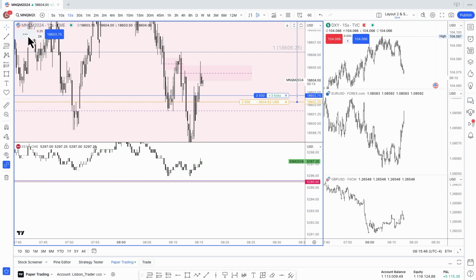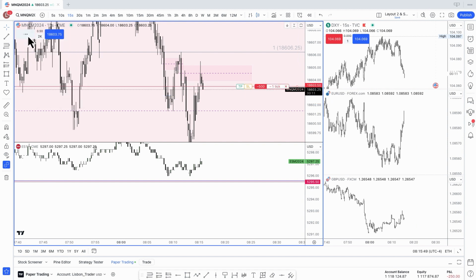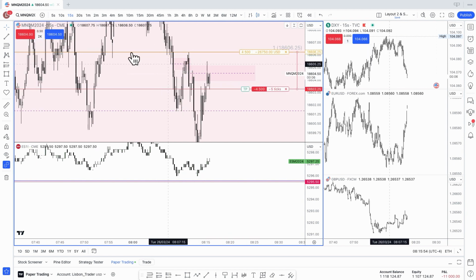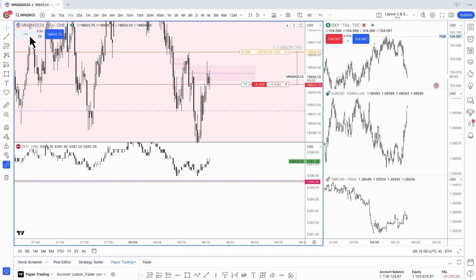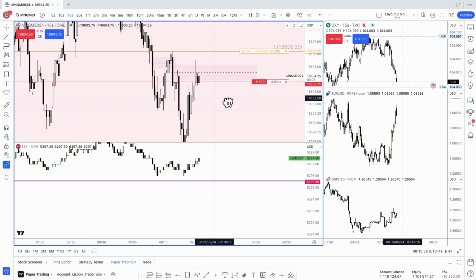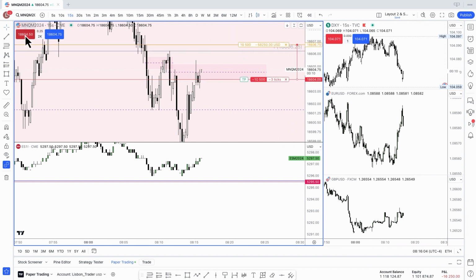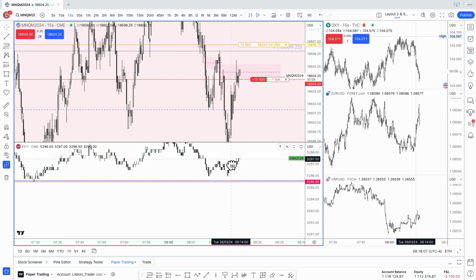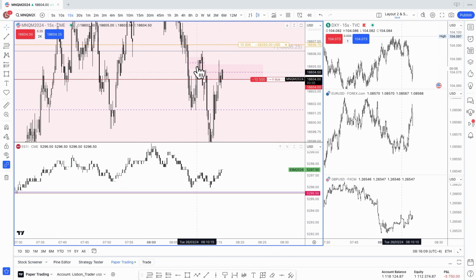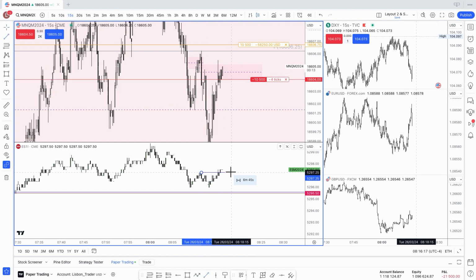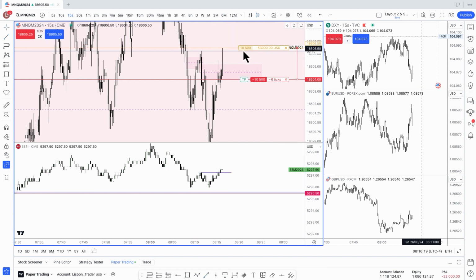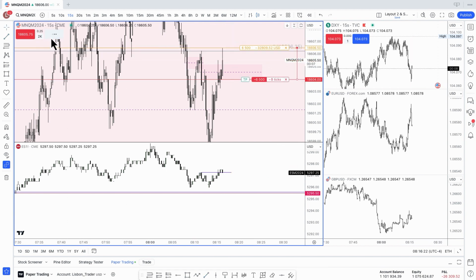Yeah, I'll go short again. See if this can hold. Well, they're trying to do SMT here. Yes, already did. See if they want to take this one. Yeah, they want to go higher.